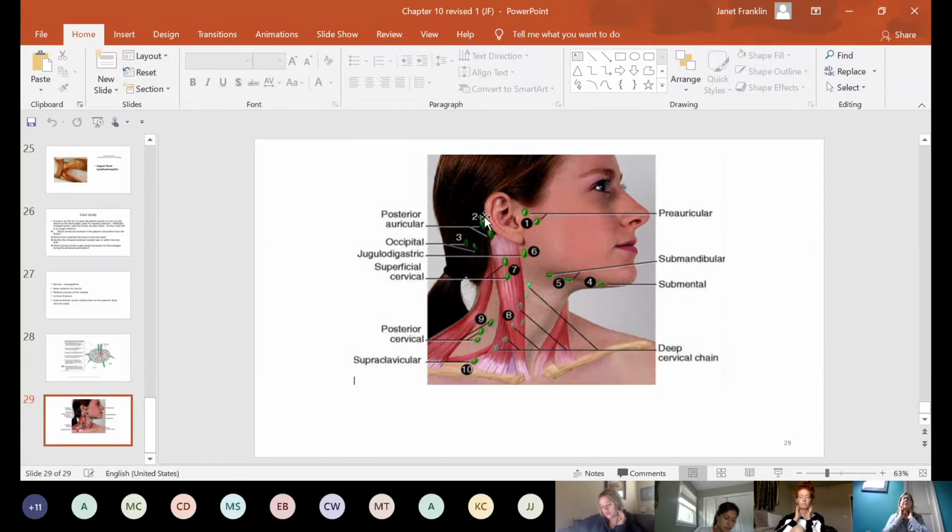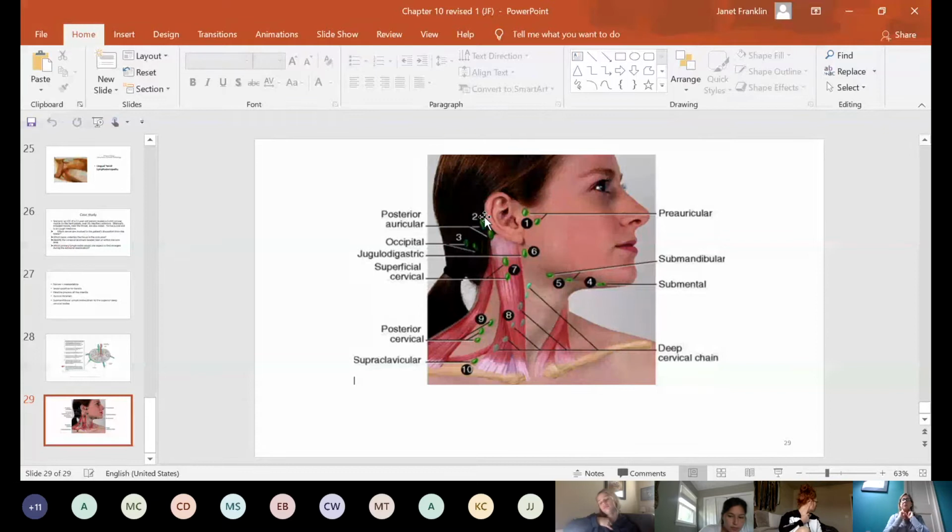And then your superficial cervical is going to be as you have the patient turn and you're starting to feel down the sternocleidomastoid muscle. You can feel that superficial cervical. You've got them on both sides, so you can feel down that for any nodes. And then you've got your posterior cervical, and you're going to feel down in that area. And your deep cervical chain, you're not going to actually be able to feel that much. And then you're going to end at your supraclavicular, right above your clavicle, right here in the neck.